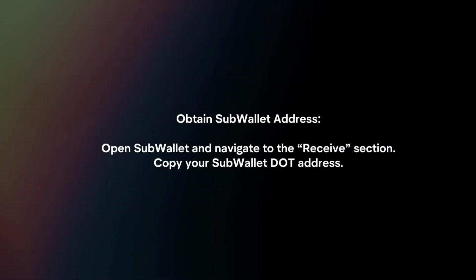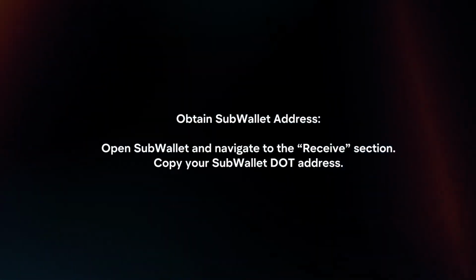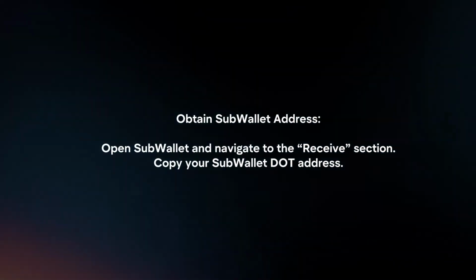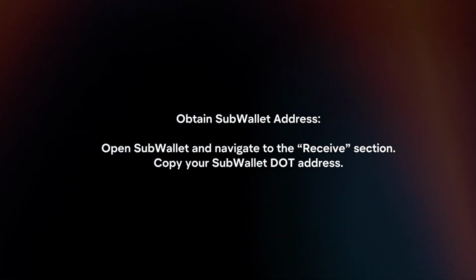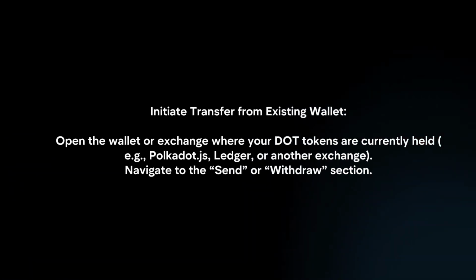Sending Polkadot to Subwallet. Obtain Subwallet address. Open Subwallet and navigate to the Receive section. Copy your Subwallet DOT address. Initiate transfer from existing wallet.